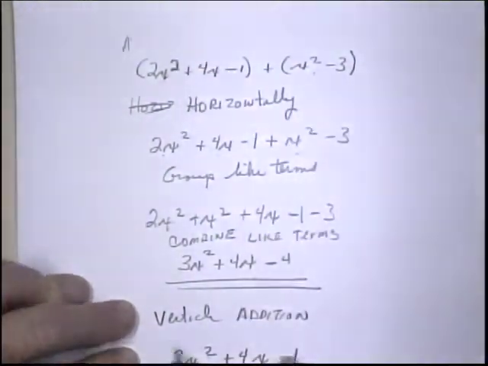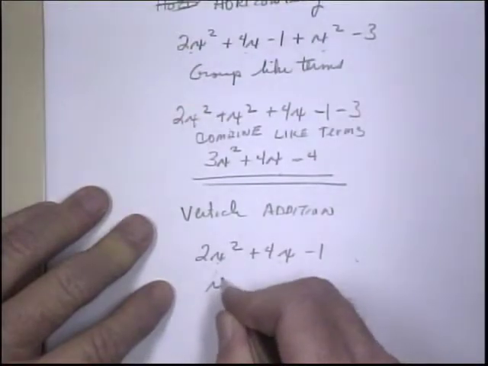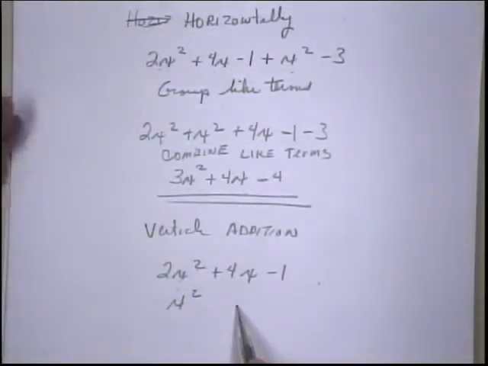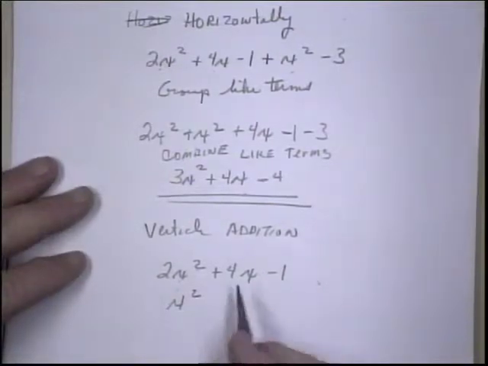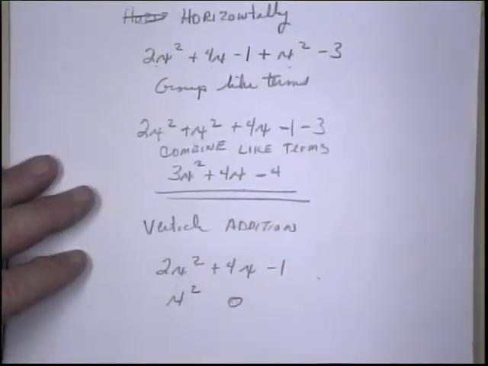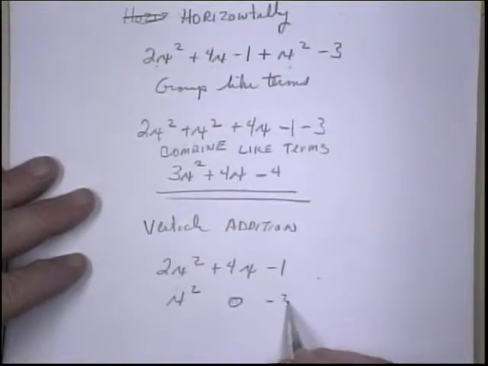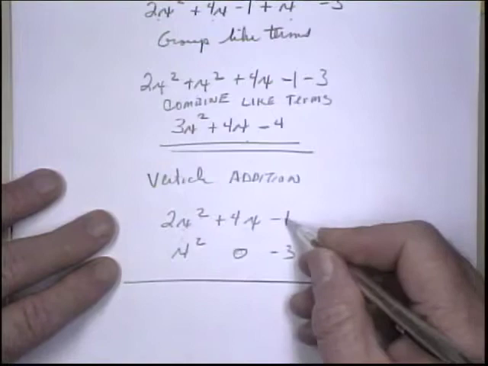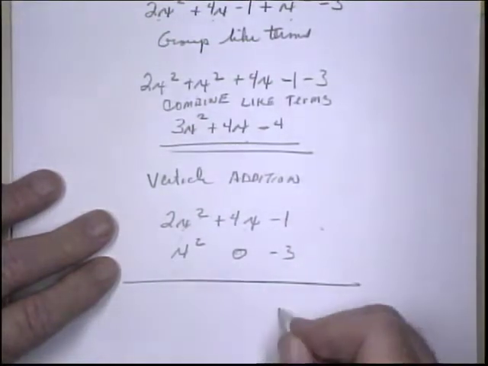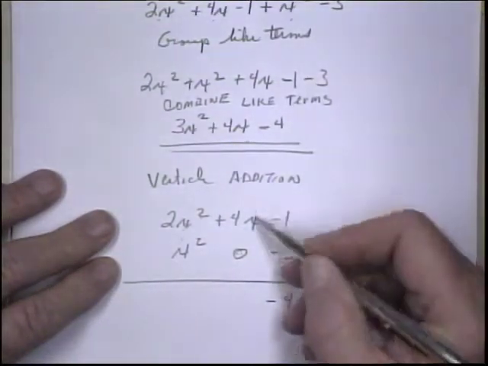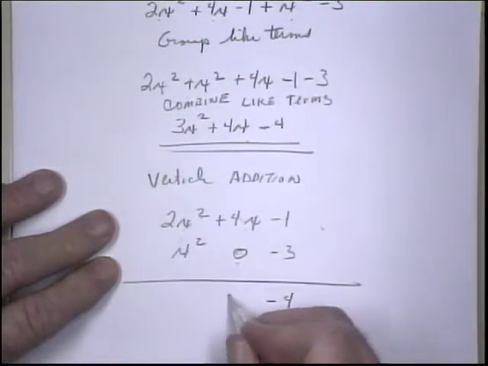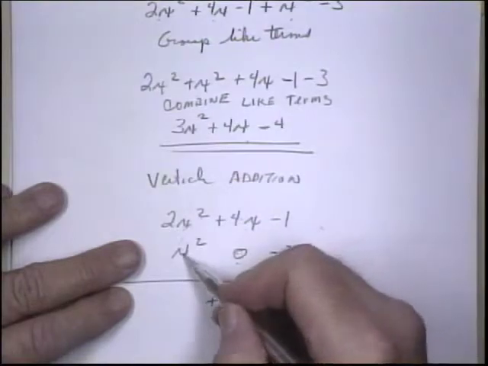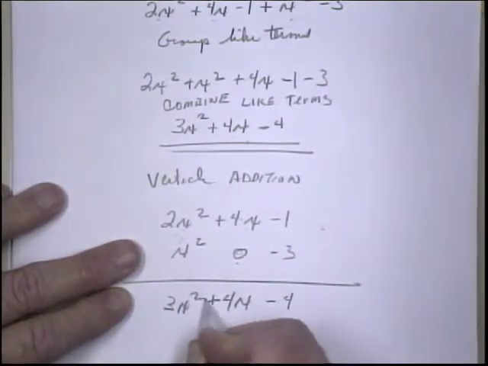So this is an x squared and this is an x squared, so we're going to add an x squared there. We don't have a second term with x in it, so we'll leave that blank, or you could put a 0 in there if you want, it doesn't matter. And then we have a minus 3. Now all we have to do is add the columns. So a minus 1 and a minus 3 is a minus 4. A 4x plus 0 is a 4x, a plus 4x. And 2x squared plus x squared is 3x squared.